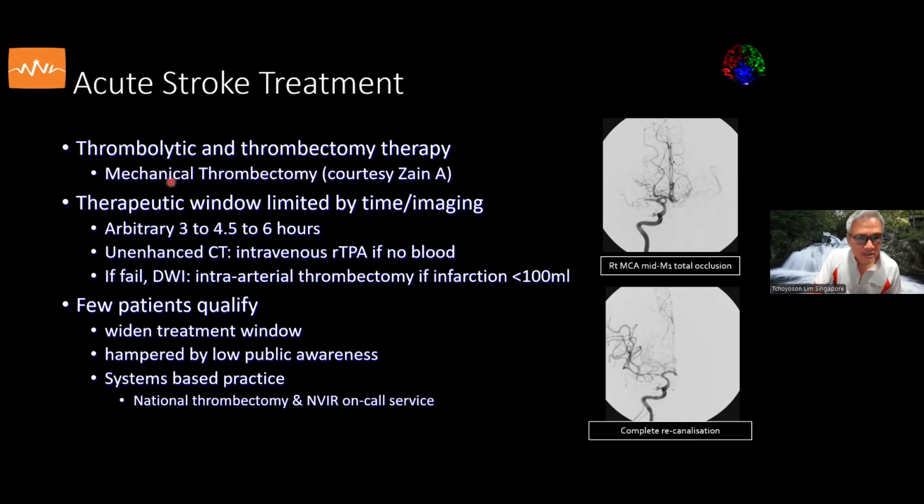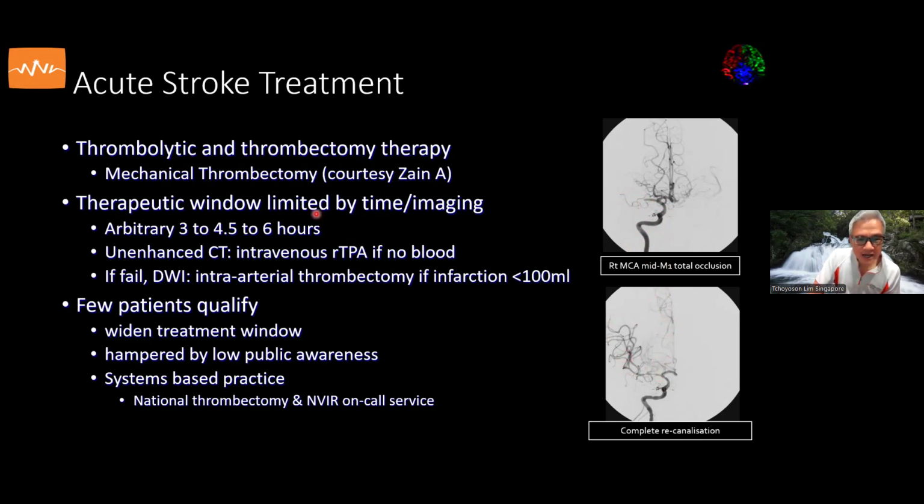Hence, the mechanical thrombectomy, which allows us to have the interventional radiologist place a catheter right up to the clot and the occluded artery to retrieve or have mechanical thrombectomy processes in order to recanalize the occluded artery and reperfuse the ischemic brain.